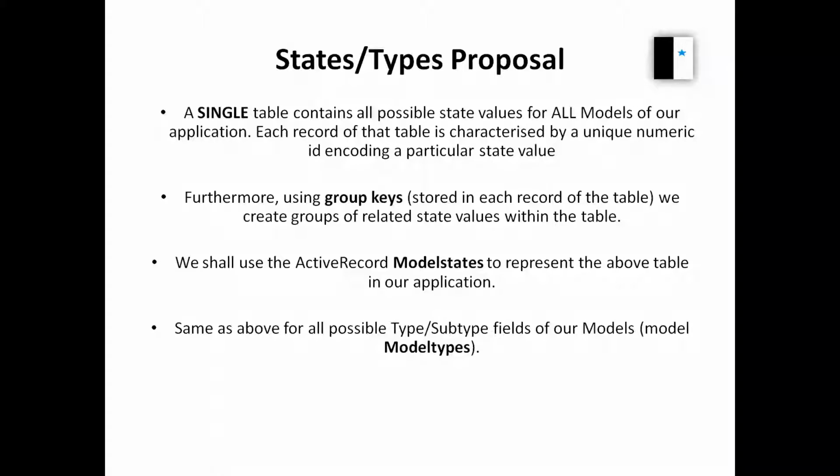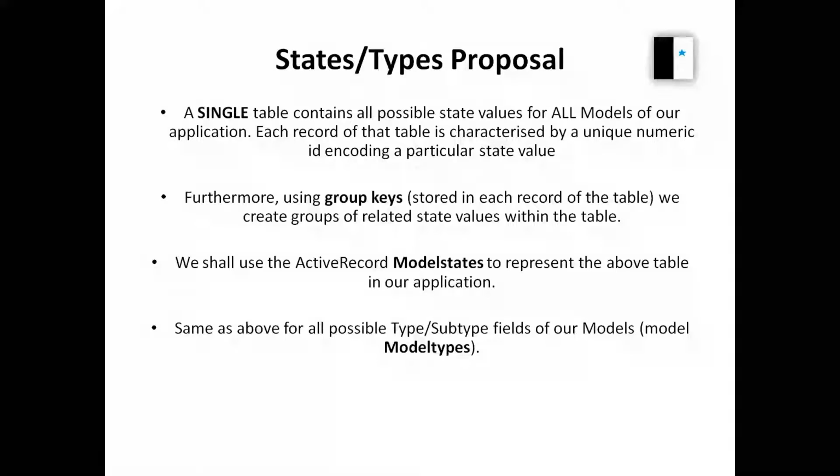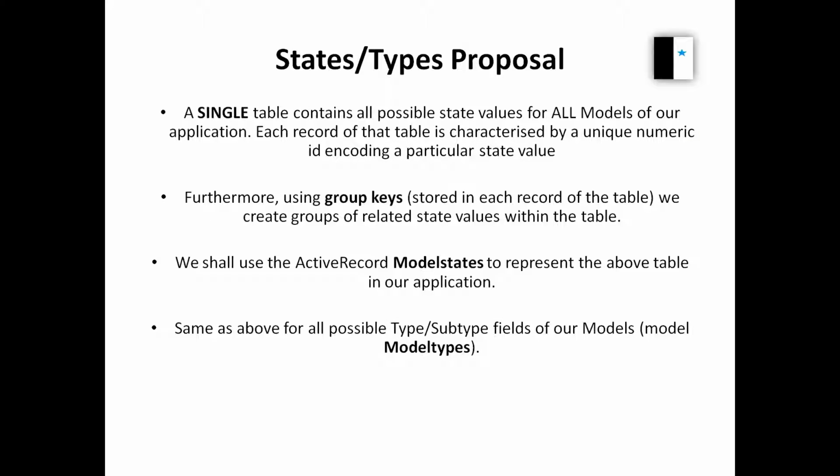We'll have a single table that will contain all possible state values for all models of our application. And each record of that table will be characterized by a unique numeric ID encoding a particular state value. Furthermore, we shall use group keys that will be stored in each record of the table, and we shall create groups of related state values within the table. We shall use the ActiveRecord model States to represent the above table in our application. The same thing we intend to do for all possible values of the type and subtype fields of our models. And we shall use the model Types to represent the corresponding table in our application.